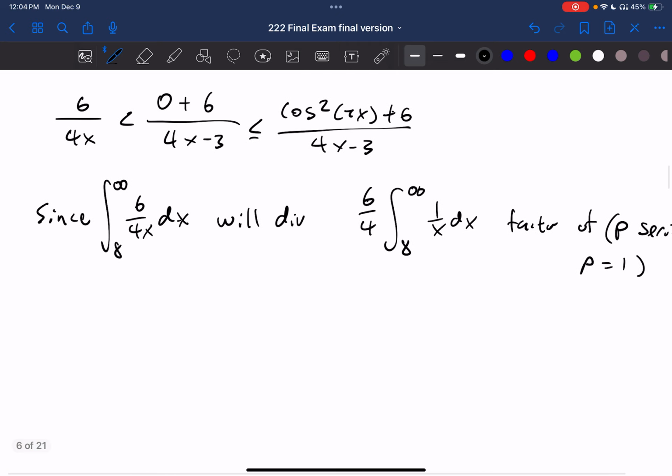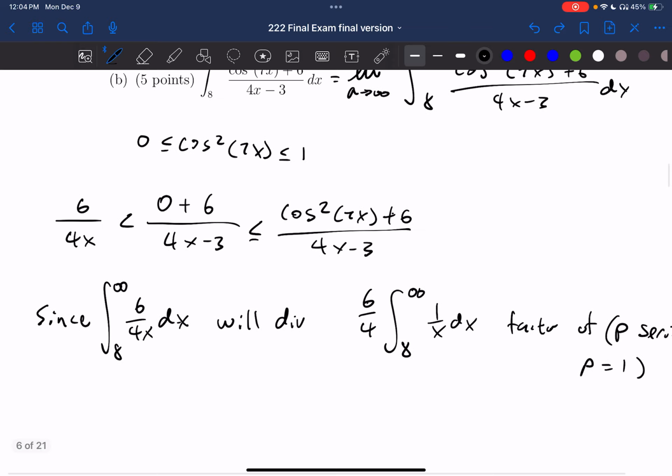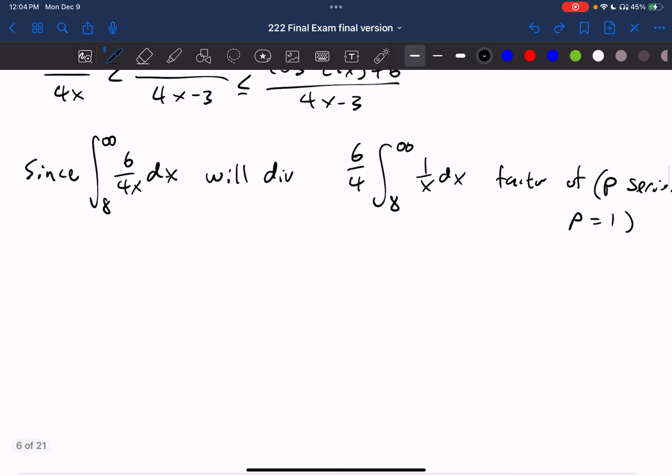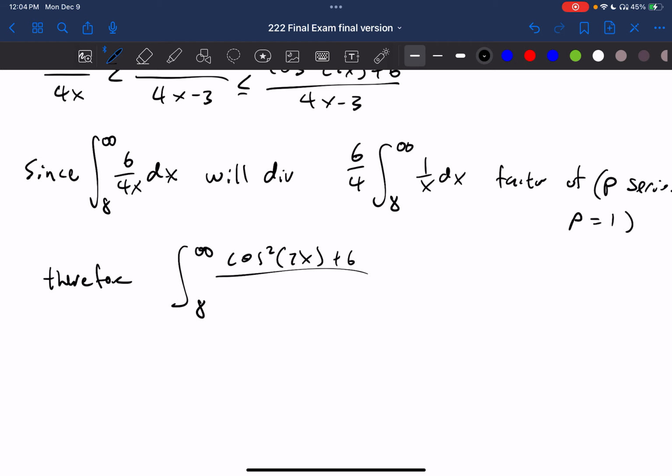And since this value right here diverges and it's smaller, we can conclude the bigger value will diverge by comparison theorem. Therefore, integral from 8 to infinity of cosine squared of 7x plus 6 divided by 4x minus 3 dx will diverge also by comparison theorem.